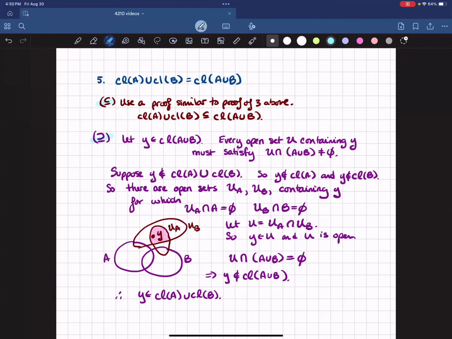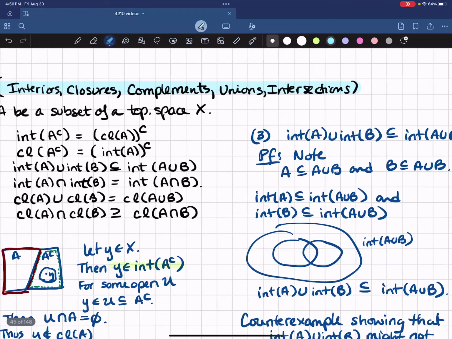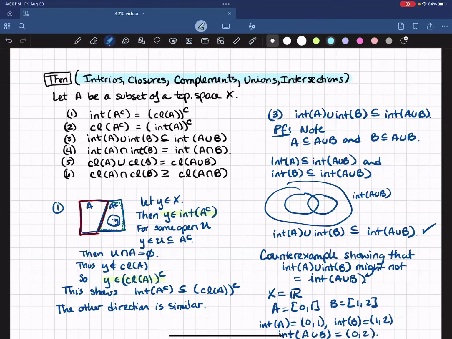Okay, so let's go back to our statements then. We have proven statements 1, 3, and 5. The proofs of statements 2, 4, and 6 can be done in similar ways. And so that will also be left to you, the students, to do on your own.